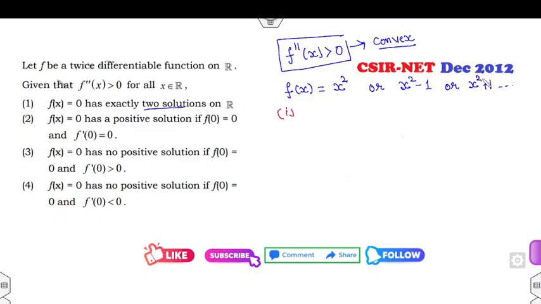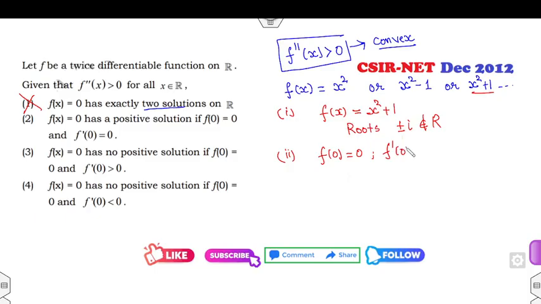That's wrong. If I consider this function, f of x is x square plus 1. What is the root of this? Roots are plus minus iota, which does not belong to the R. f of x is 0 and f dash is 0. What do you think about this? f of 0 is 0, f dash 0 is 0. That means 0 is my double root.